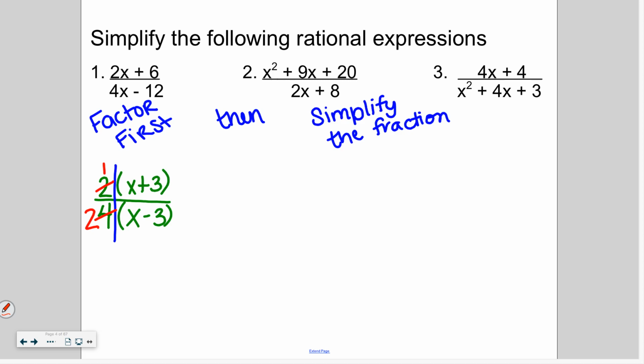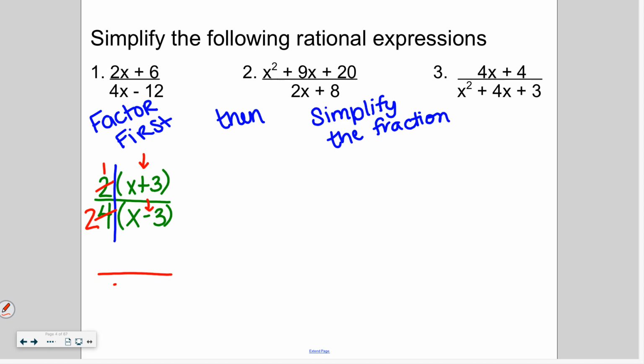If I look at the x plus 3 and the x minus 3, they both have x, they both have 3. But since they're in parentheses, what is being added or subtracted is the whole thing. The whole parenthesis has to match. And since they do not, and the signs are different, I have to leave those.